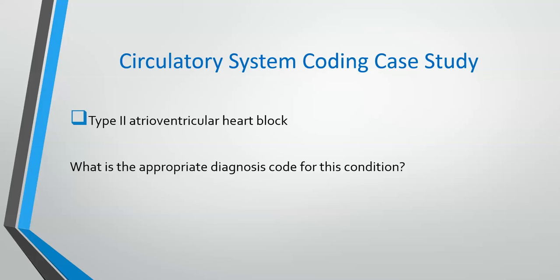Type 2 atrioventricular heart block. So we can start out with block as your main term. So you want to reference block within the front of your ICD-10-CM index to diseases.